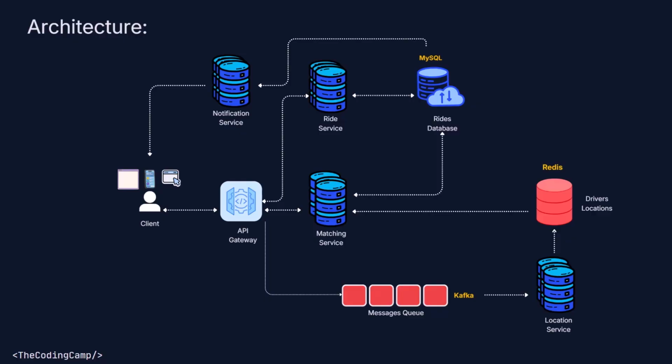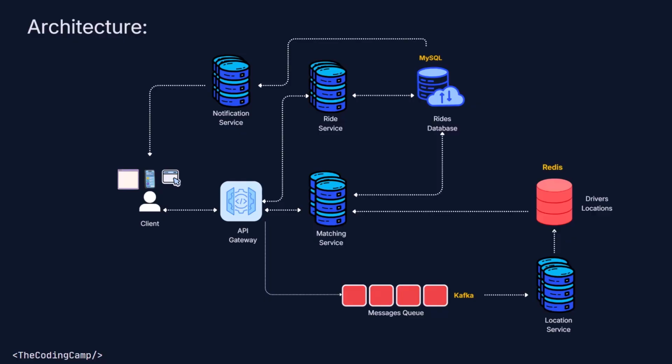Drivers continuously send GPS coordinates. Location service stores them in Redis using geospatial indexes. When a rider requests a ride, the ride service creates a ride request. Matching service queries Redis for nearby drivers. Candidate drivers are ranked by distance, driver availability, and ETA. Notification service sends requests. Then the first accepted driver wins, and the ride assignment is written.